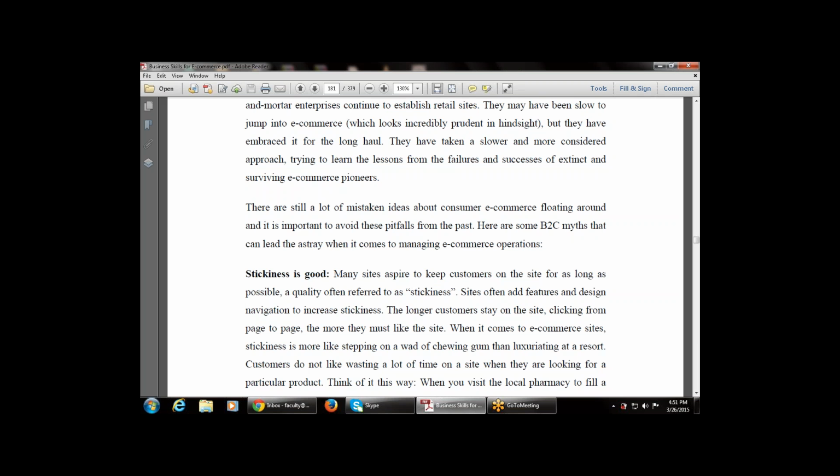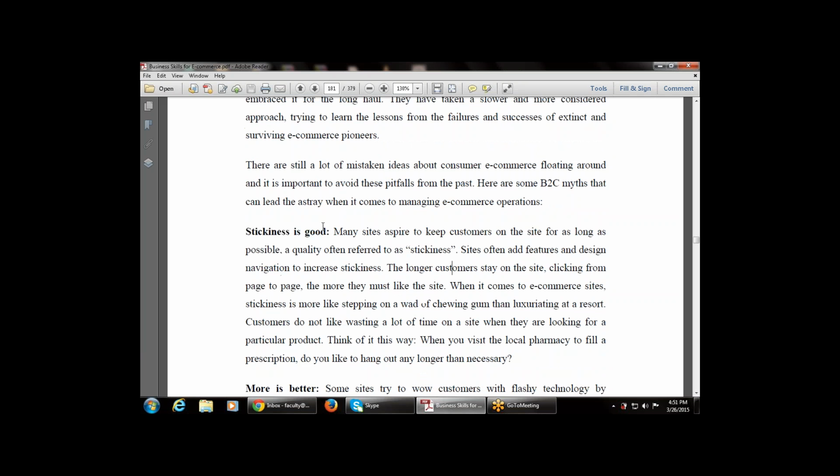When it comes to an e-commerce site, stickiness is more like stepping on a bed of chewing gum than luxury at a resort. Customers do not like wasting a lot of time on a site when they are looking for a particular product.